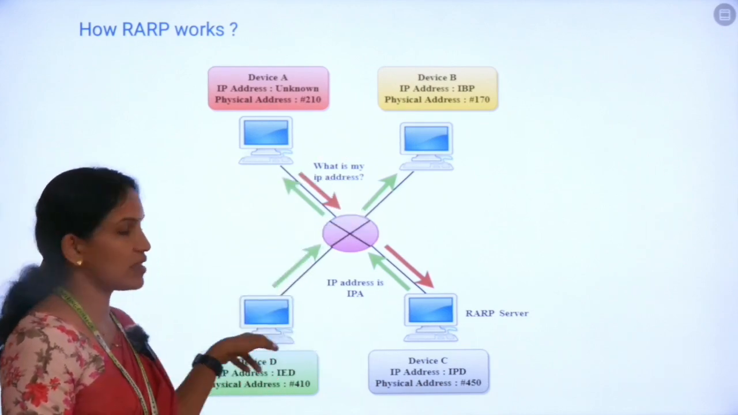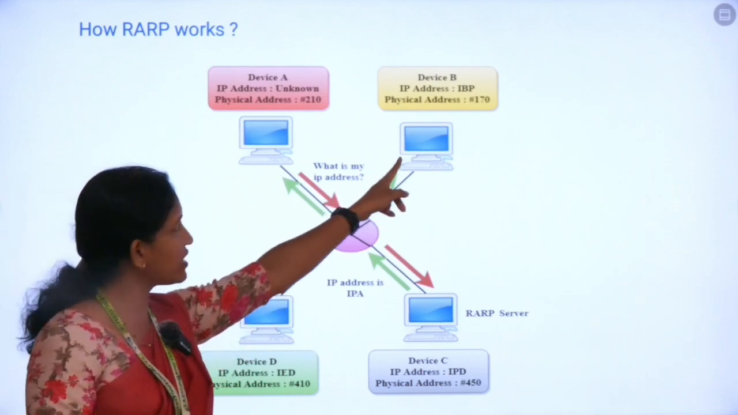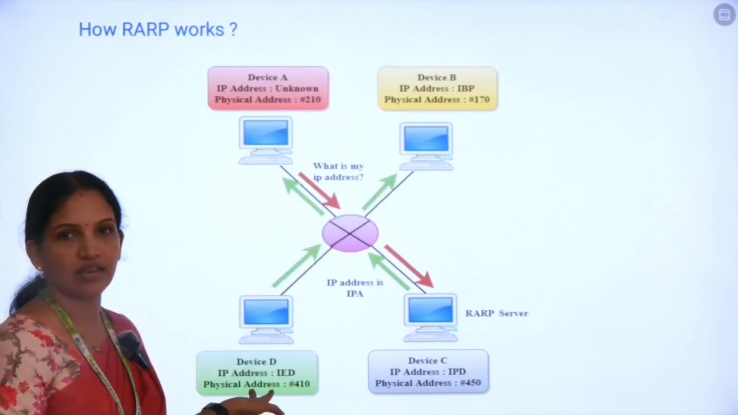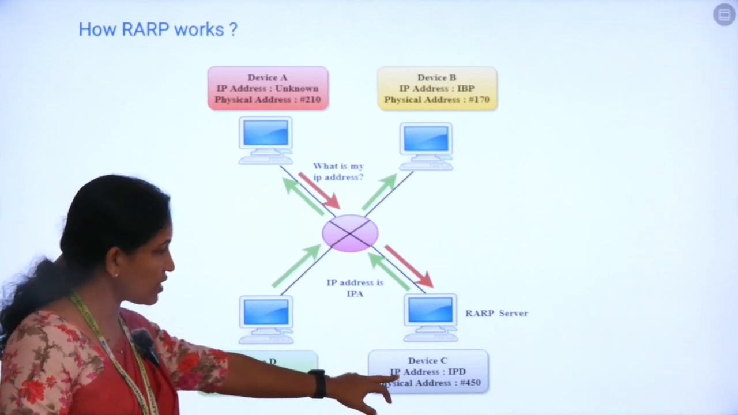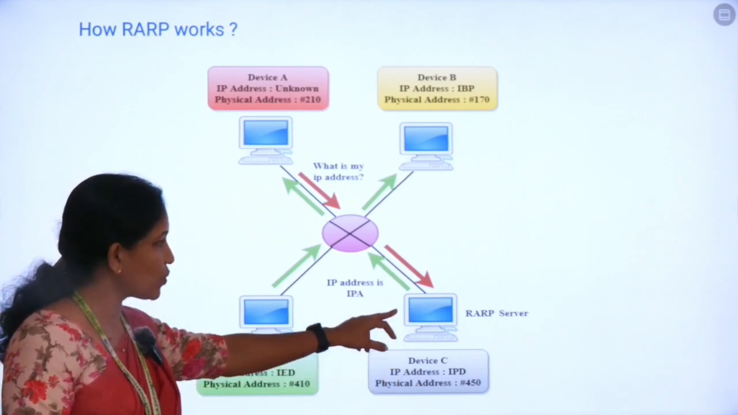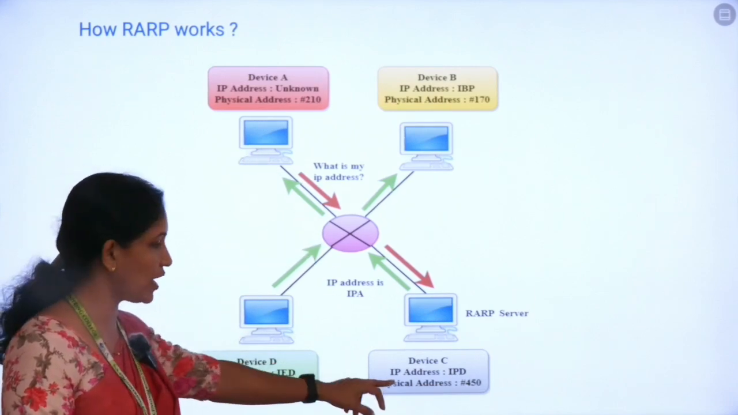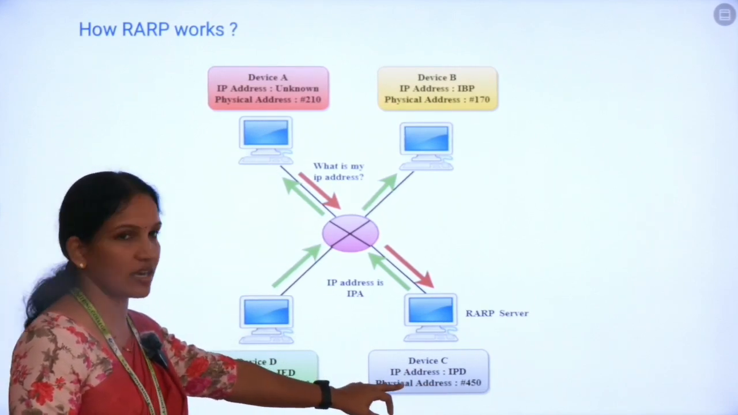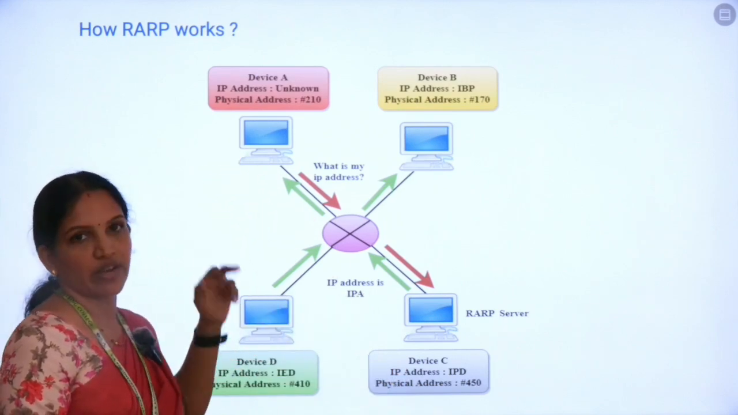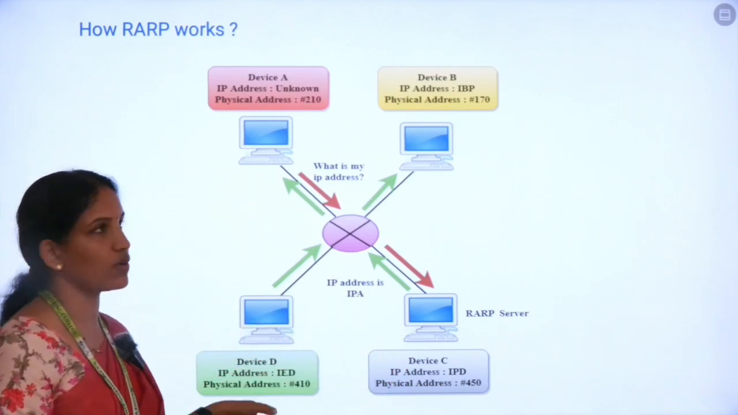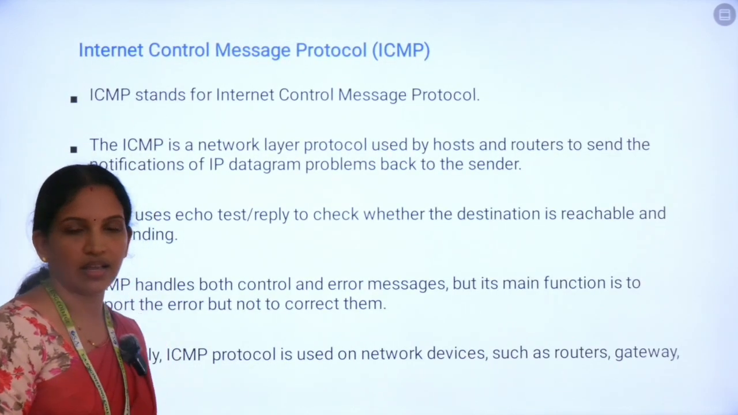So every device in the network will be receiving the message. Device B and D will be discarding the packets because they are not the RARP server. Once the RARP server receives the message, it will reply with the IP address of the corresponding device. It will do a lookup into the RARP server table and it will send the IP address to device A. This is how RARP works. So that's all about ARP and RARP.